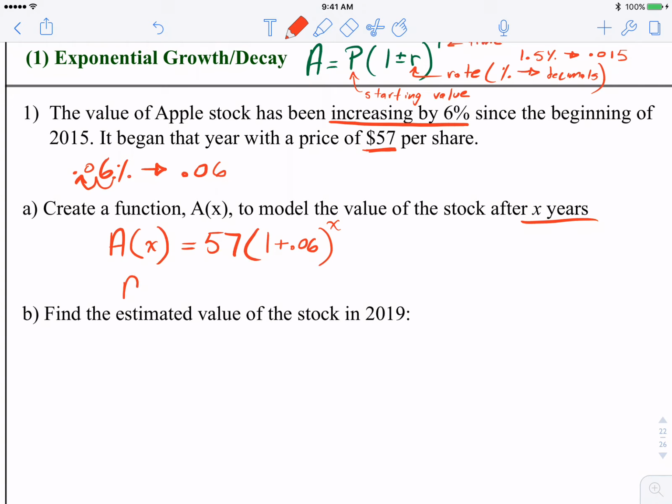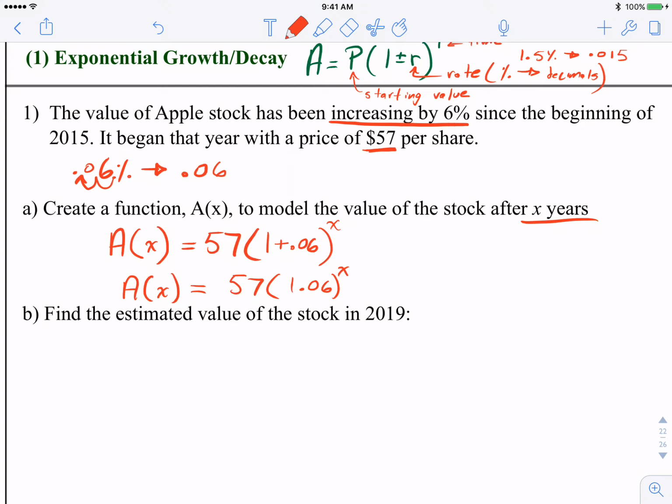I can take this one step further and simply add it, or if it was a decay problem, I could subtract it. Actually doing the math, either of these is acceptable. And each of these would represent or model this value after X years. Okay, and now applying it, it says find the estimated value, because we are kind of guessing in so many ways, right? This is called extrapolating. We're predicting. We don't know what it's actually going to be in 2019, but we can predict.